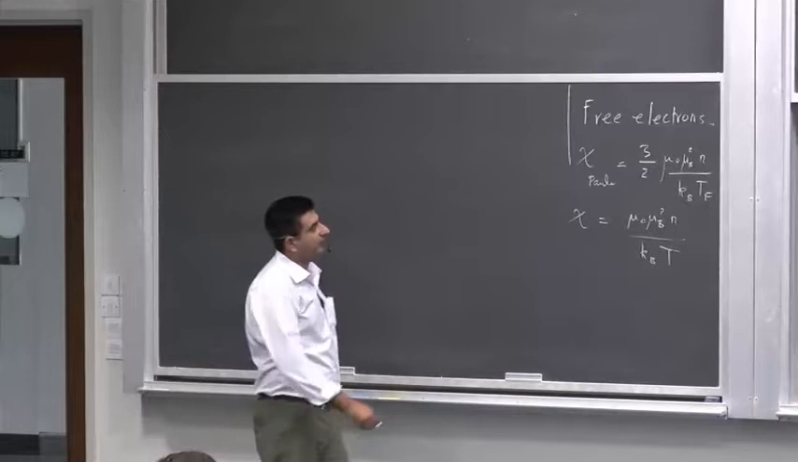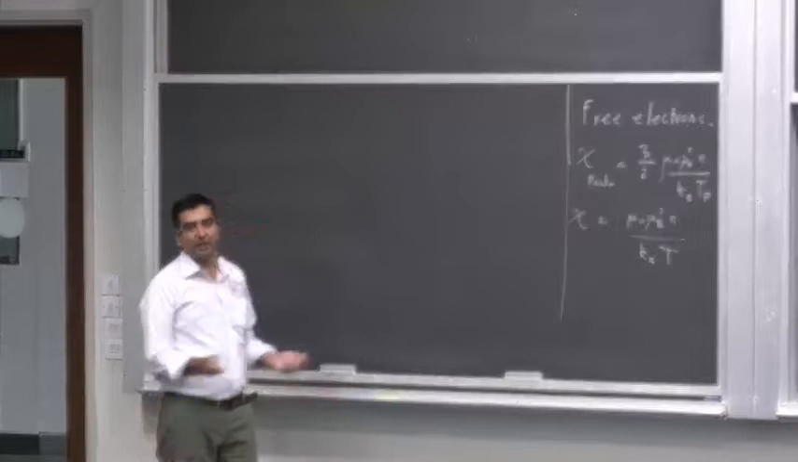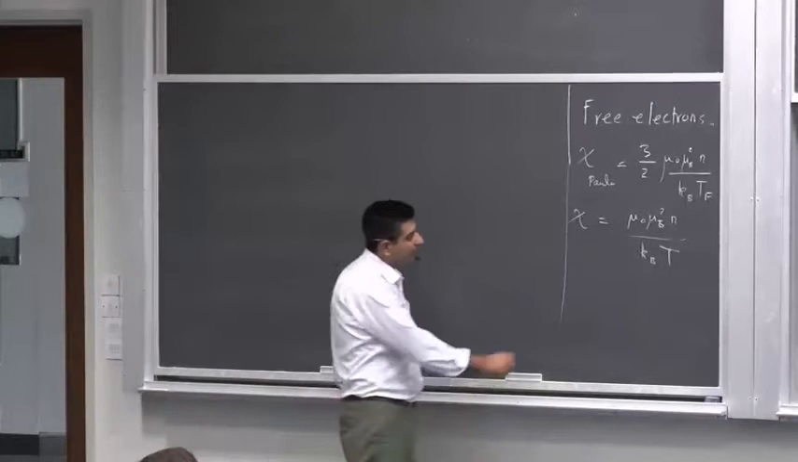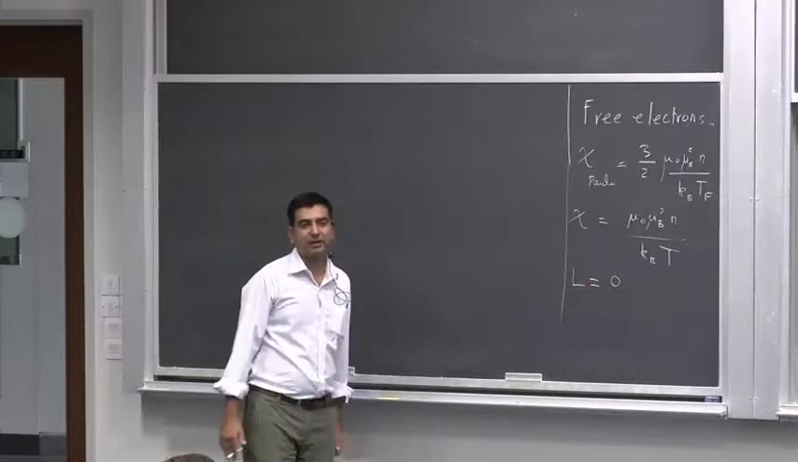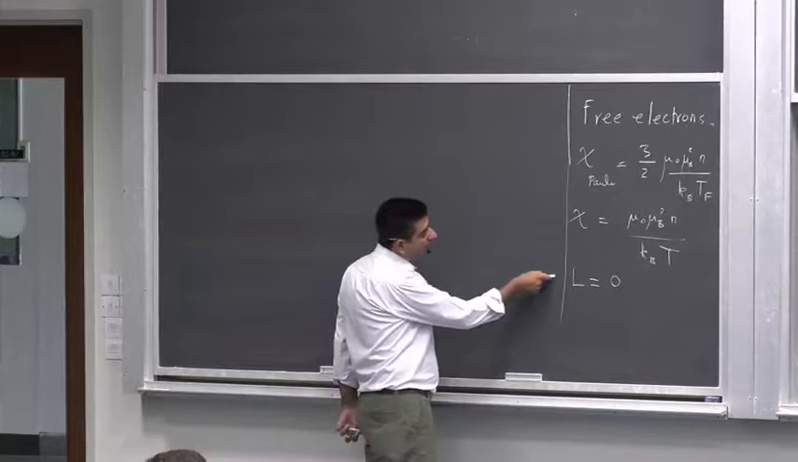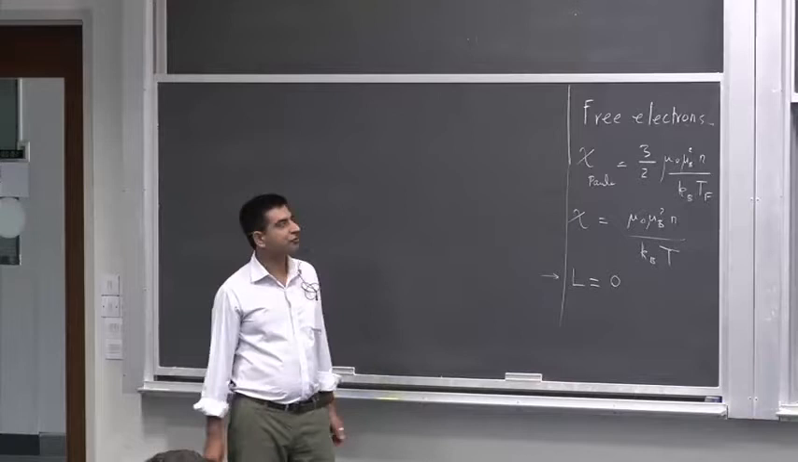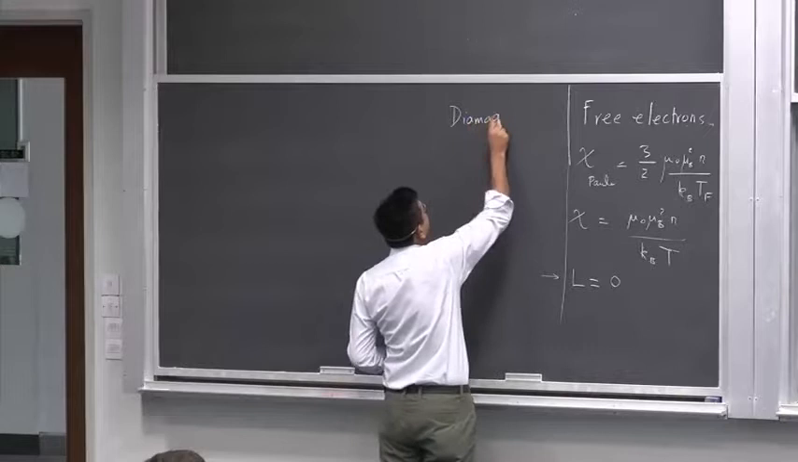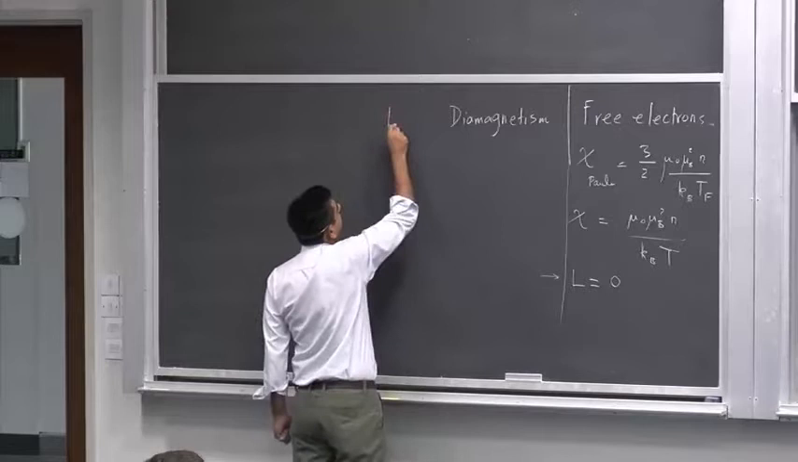Now when we were discussing the free electrons, we did not take into account the orbital angular momentum of the electrons. We assumed that the orbital angular momentum of the free electrons is zero. That is, they do not show any orbital motion. However, now we would like to include the effect of orbital motion on these free electrons. And this gives rise to a kind of diamagnetism for the free electrons. This diamagnetism, in honor of its discoverer, is called Landau diamagnetism.